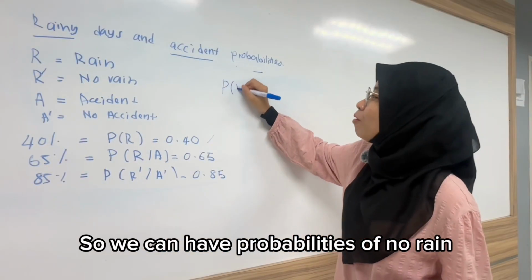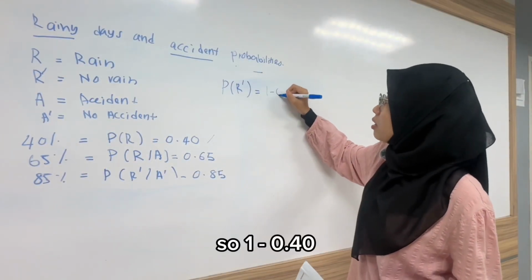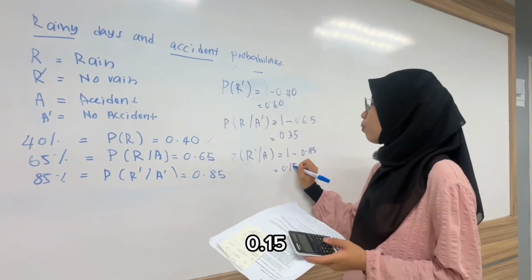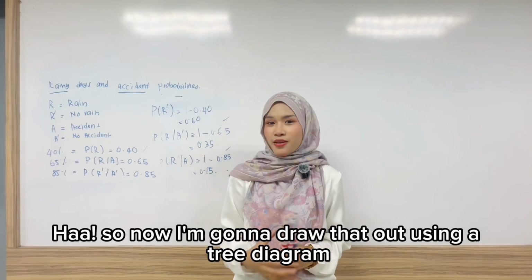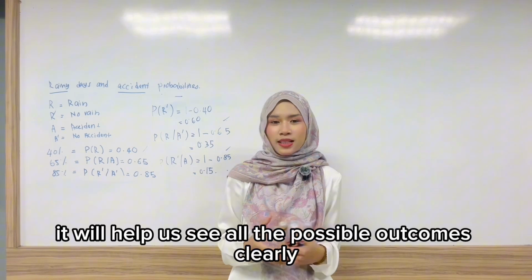So we can have the probability of no rain, so 1 minus 0.40, 0.15. Now I'm going to draw that out using a tree diagram. It will help us see all the possible outcomes clearly.